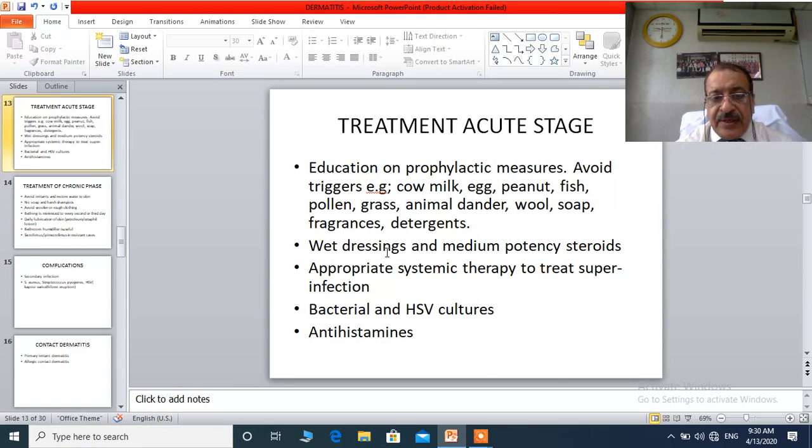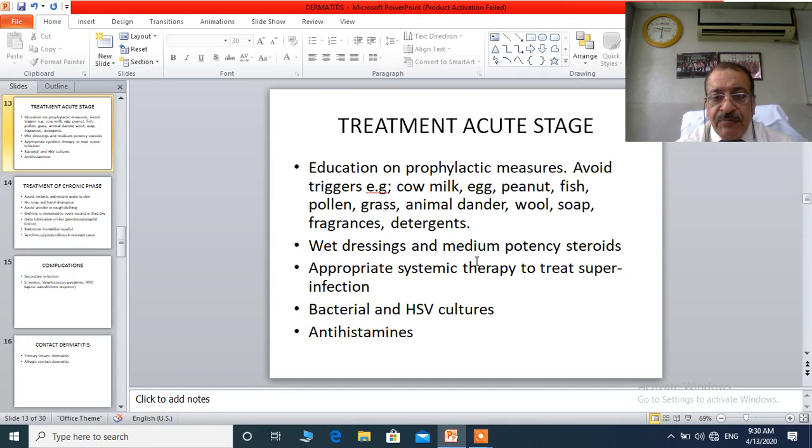Then wet dressings, they are helpful in curing the lesions. As I have already told you, there is extensive xerosis or dryness of skin. So in order to wet the area, in order to moisturize the area, we have to put wet dressings.